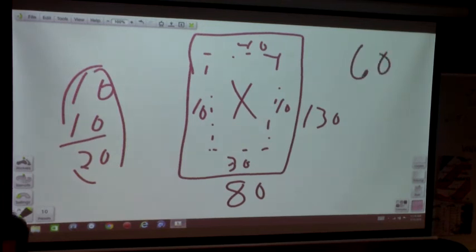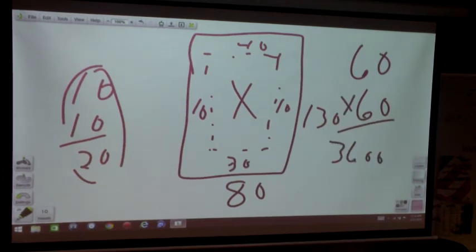So it's 60. Then we have 40 and 30, which is 70, which we subtract from the 130. So how big a ranch-style home can we build in there? 3,600. Not a bad sized home. So, 10 and 10 is the 20, 20 subtracted from the 80 is the 60. Everybody understand what setbacks are?